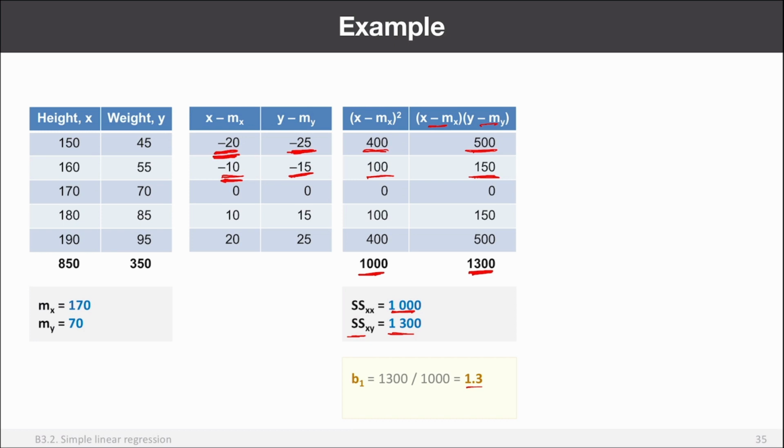So it means that every time I have a person who is 1 centimeter taller, I expect this person to be 1.3 kilograms heavier. So that's based on my sample. This is the estimation of the effect of height on weight.